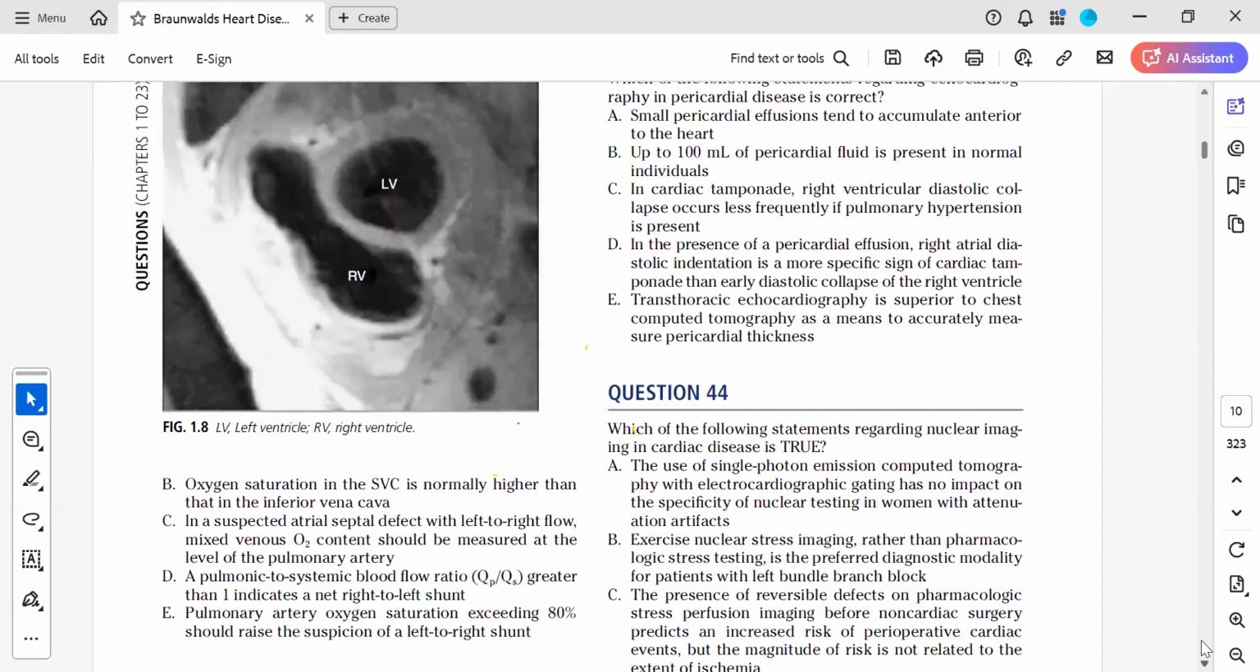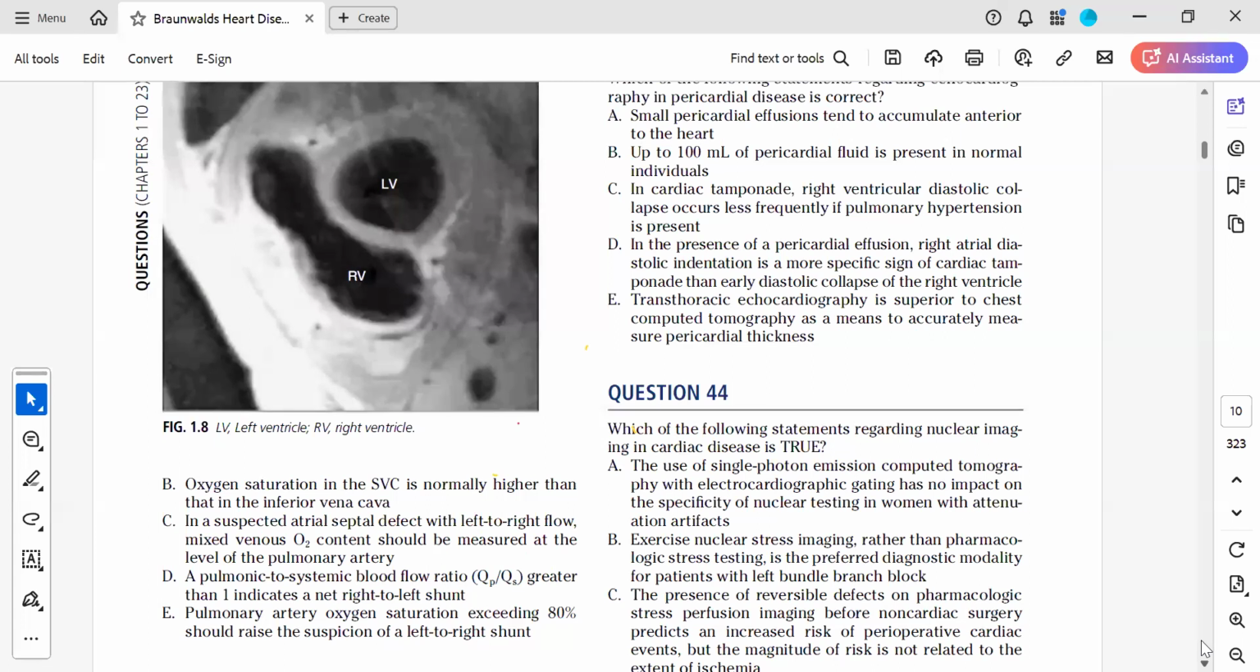Then option E says pulmonary artery oxygen saturation exceeding 80% should raise the suspicion of a left to right shunt. This is actually the true option. So if the pulmonary artery oxygen saturation exceeds 80%, it should raise the suspicion that there is a flow from the left to the right.